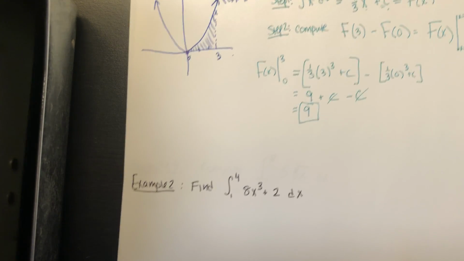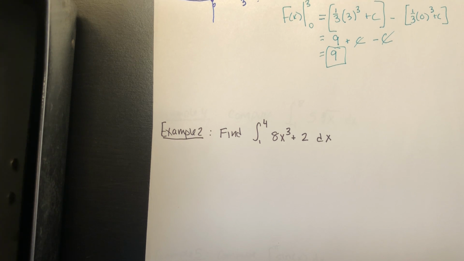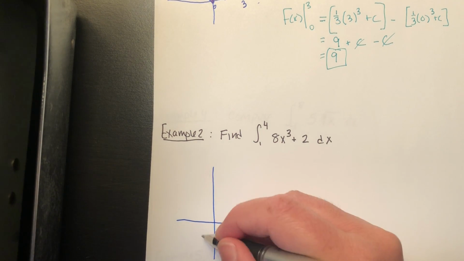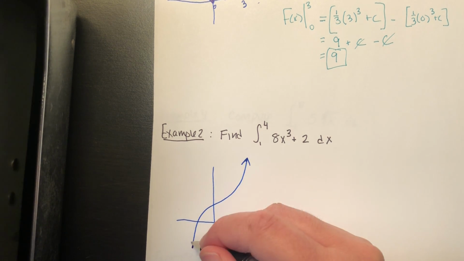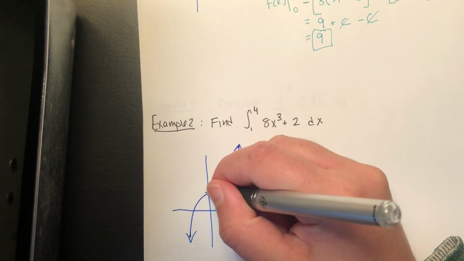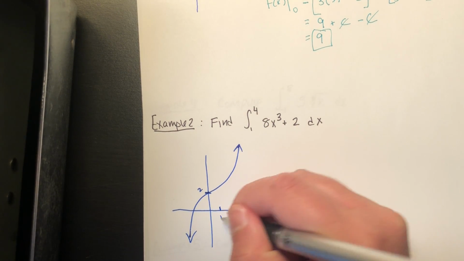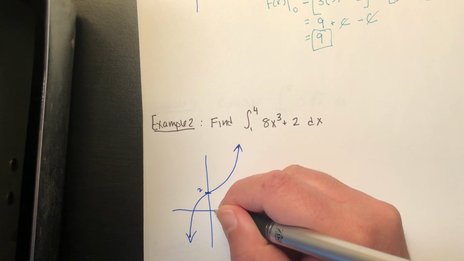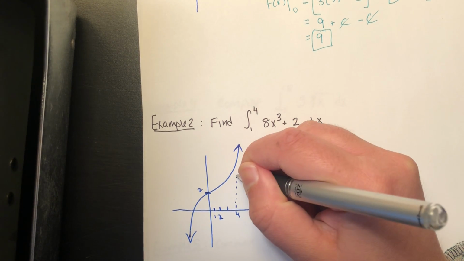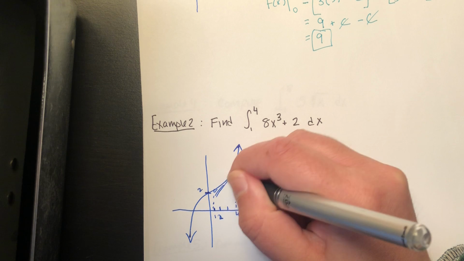Okay, so let's try another example. This time we're going to find the definite integral between 1 and 4 of the function 8x cubed plus 2. So what does this look like? I don't really know. Something like this, some cubic function that's been scaled a little and shifted up too. So it looks something like this. Between 1 and, well, maybe I'll do this, 1, 2, 3, 4, so I can actually fit it all in my picture. Okay, so we're looking for this area here.